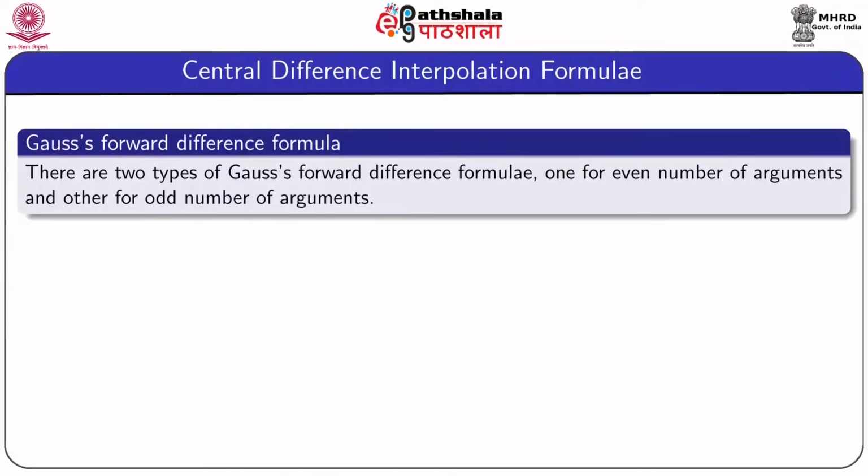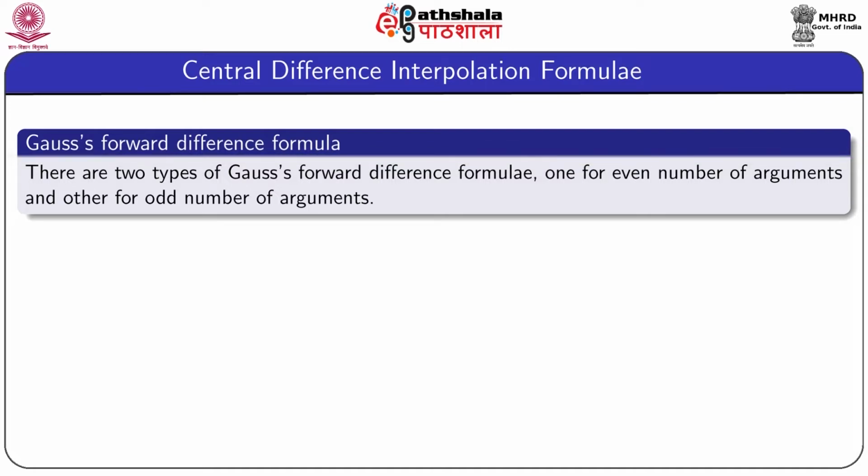Many central difference formulas have been developed. Among them, the Gauss central difference interpolation method, Stirling interpolation method and Bessel interpolation method are widely used. So, in this module we shall discuss these three interpolation methods. Like Newton's methods, the Gauss central difference interpolation formula is also of two types. One is the Gauss forward difference interpolation formula and the other is the Gauss backward difference interpolation formula.